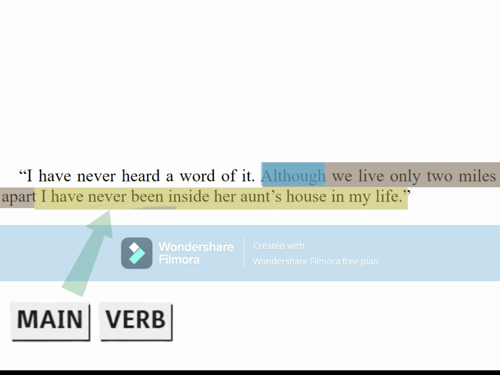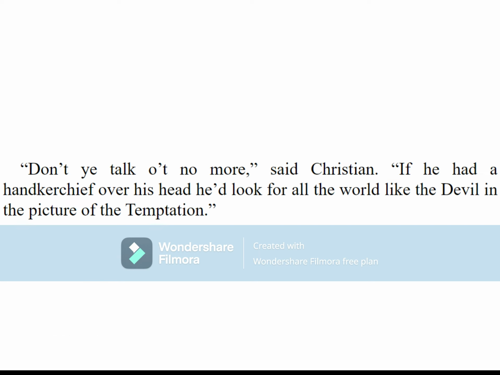In this case, the adverbial clause modifies the main verb and provides information about a concession between these two clauses. So this is an adverbial clause of concession. In this sentence, there should be a compulsory comma preceding the main clause, but for some reason the author didn't write the comma. Our last sentence is this one.